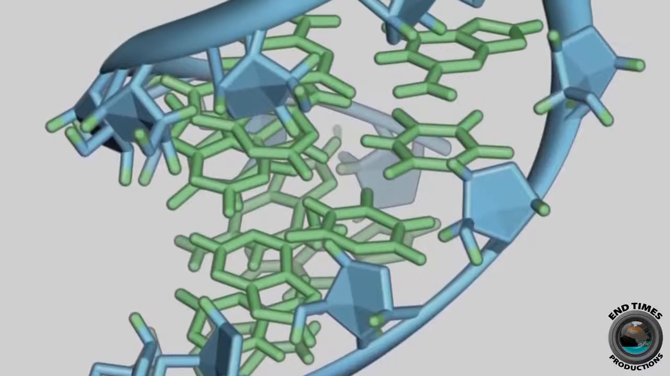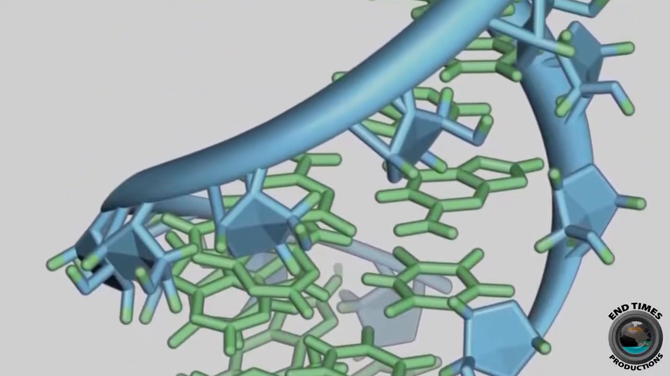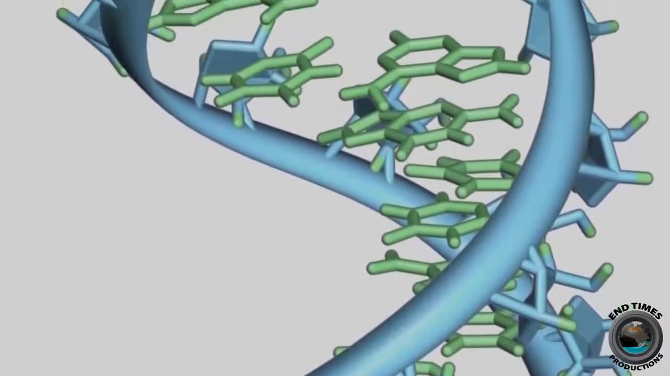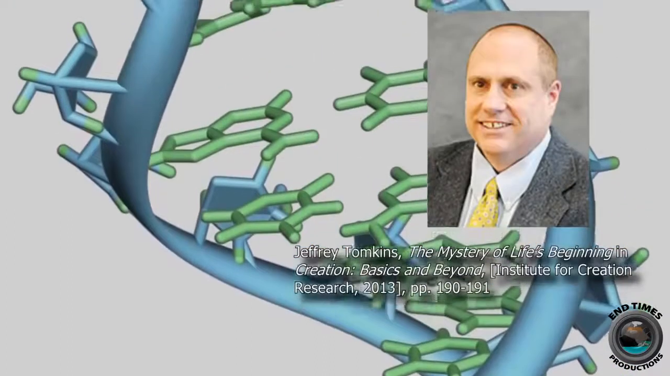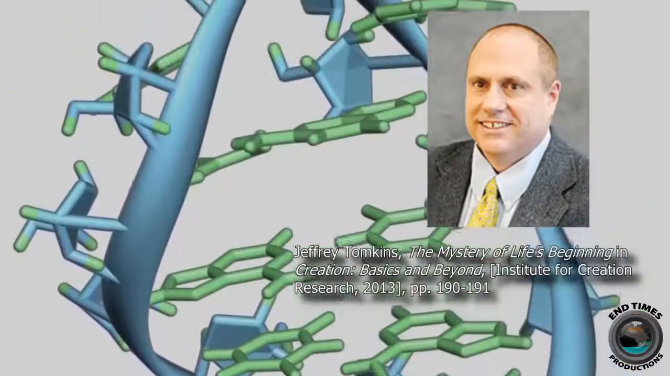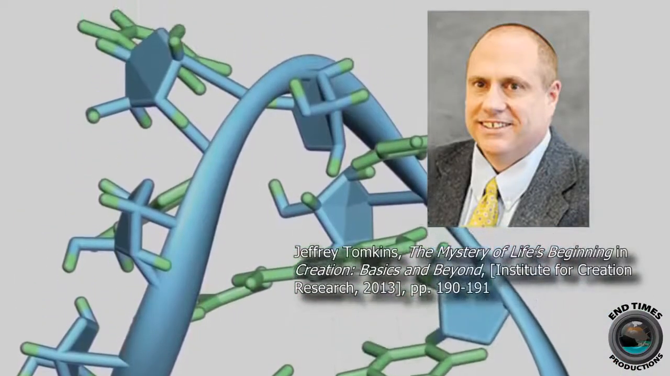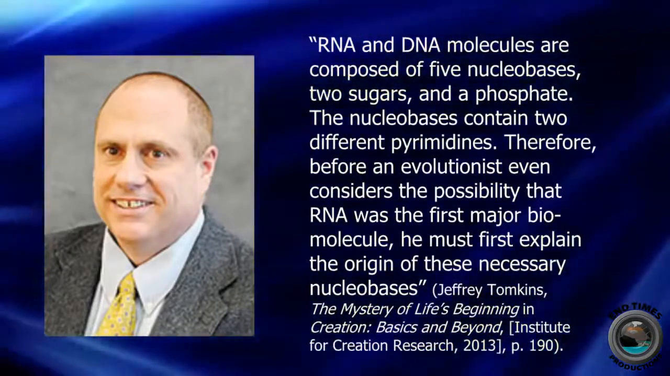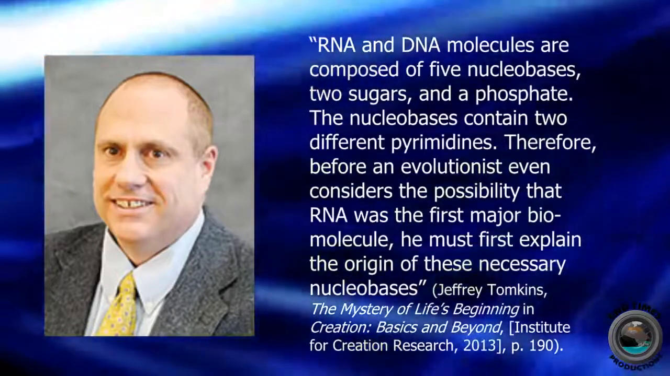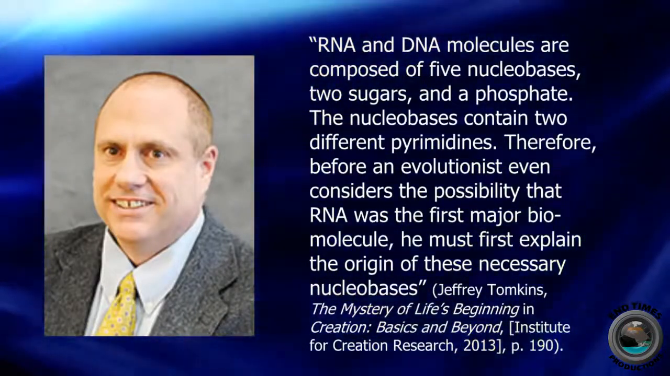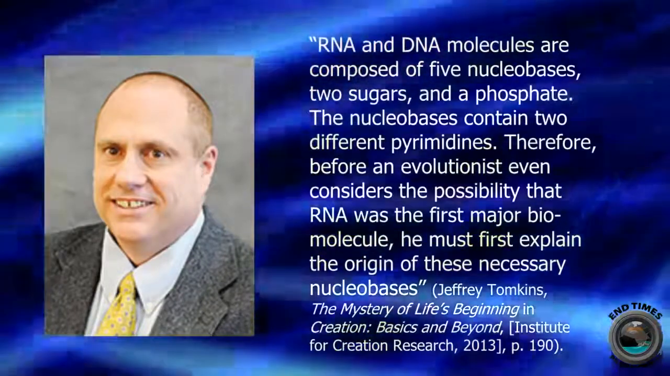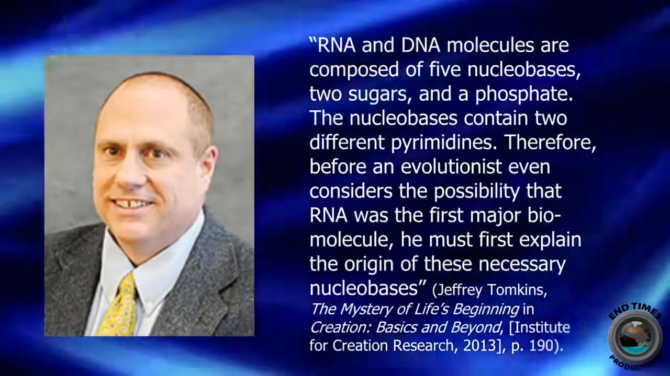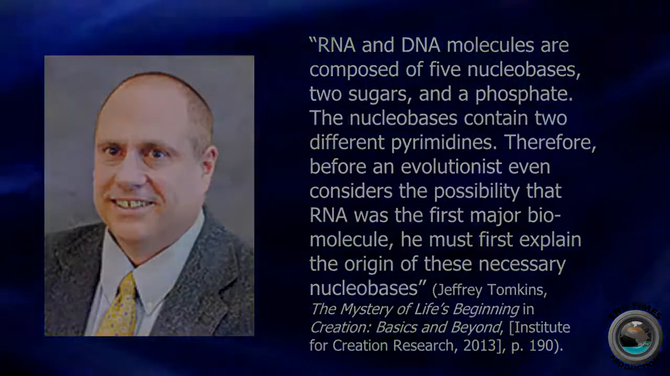Now, some evolutionists have claimed that maybe the first biomolecules were actually composed of RNA instead of amino acids forming themselves into functional proteins, serving as the first enzymes. However, for a refutation of this erroneous idea, see the geneticist Jeffrey Tompkins' essay, The Mystery of Life's Beginnings. For example, he notes, RNA and DNA molecules are composed of 5 nucleobases, 2 sugars, and a phosphate. The nucleobases contain 2 different pyrimidines. Therefore, before an evolutionist even considers the possibility that RNA was the first major biomolecule, he must first explain the origin of these necessary nucleobases. In his essay, he highlights other serious problems as well.